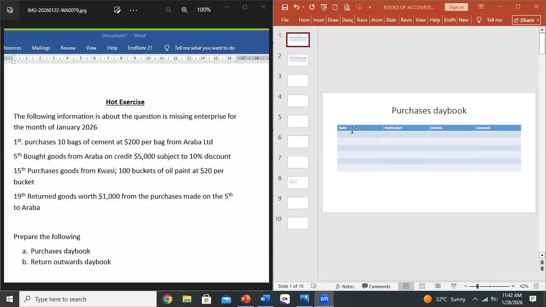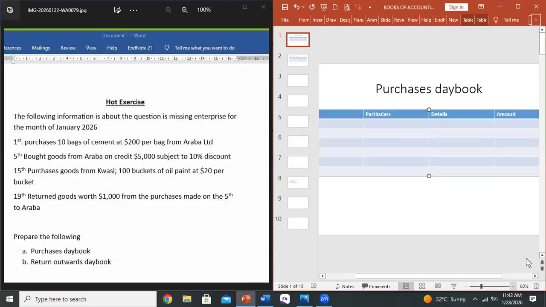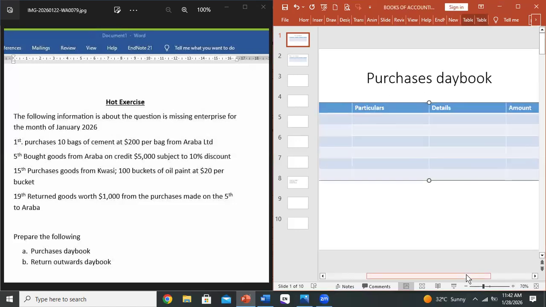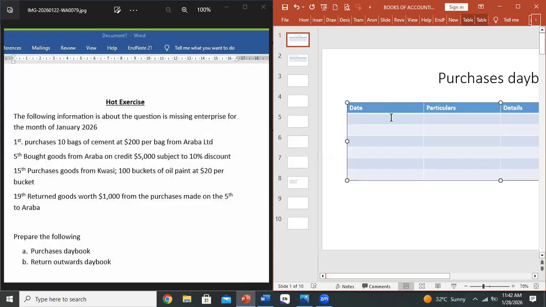So quickly, this is the purchases day book. Let's see what to do in there. So the first transaction is credit purchases. So we go into our purchase day book, we put the date 1st January 2026. Under the particulars, that will be Araba Limited.